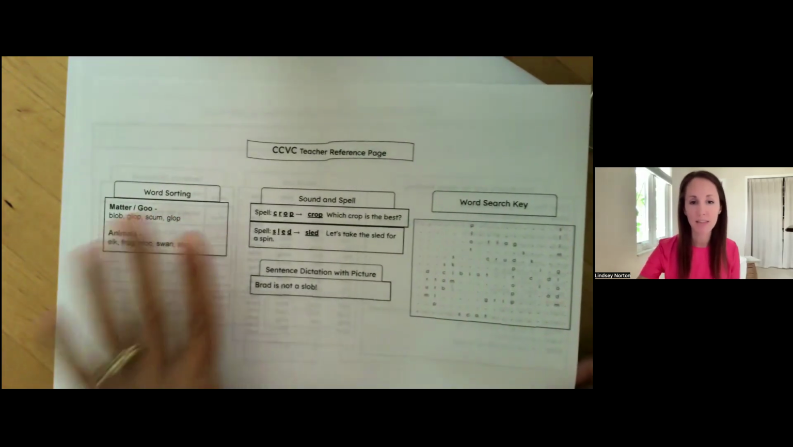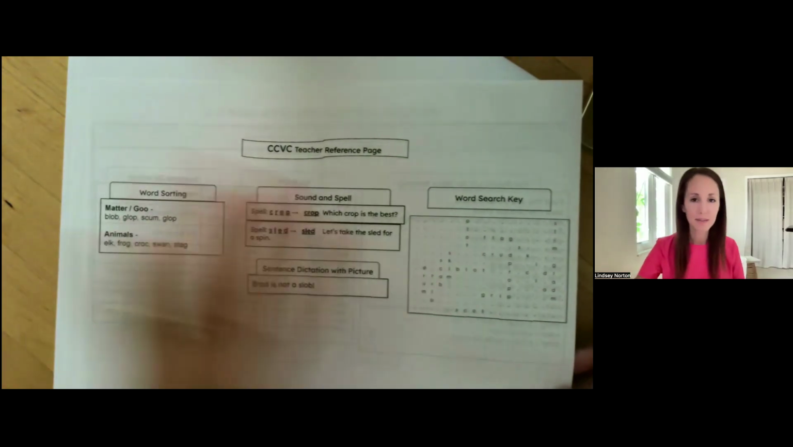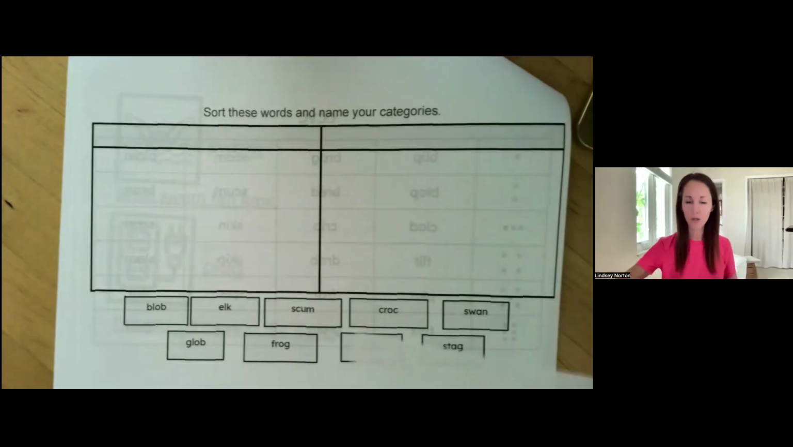This is kind of like the answers, and this is definitely not something that I would show or share with the student, because that would defeat the purpose. I'm trying to get them to do it on their own, but that is for the adult.